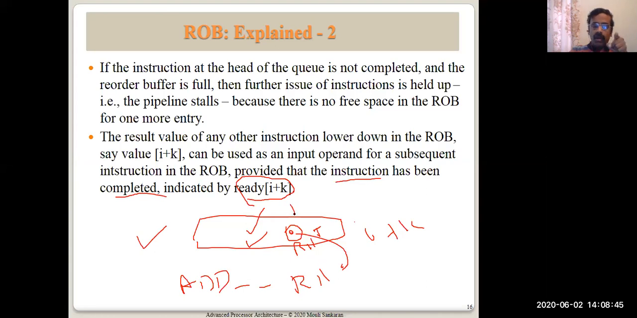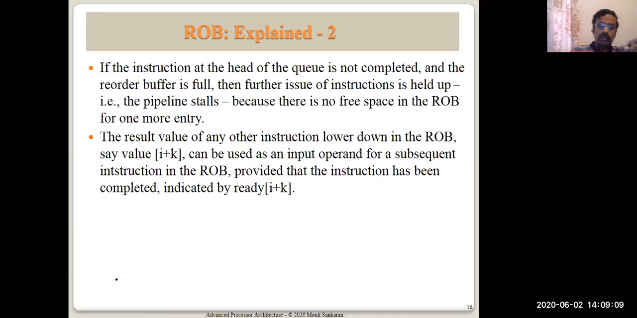Where will it go? From the ROB, it will go to the reservation station. Okay. Nowhere is the register set coming into play, though the instruction says it is R11. The latest value of R11 is not in R11. It is in the ROB right now. So I take it from here. Okay, I hope this is clear. If you don't get it, listen again. If you really have interest to learn about architecture, you listen again.